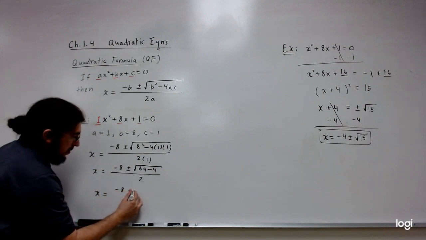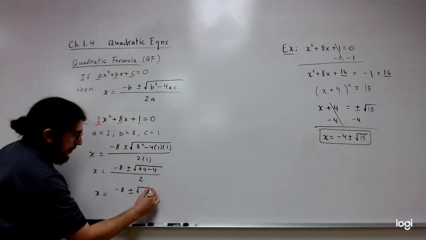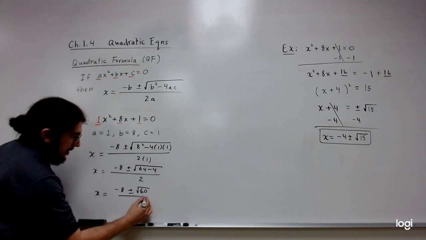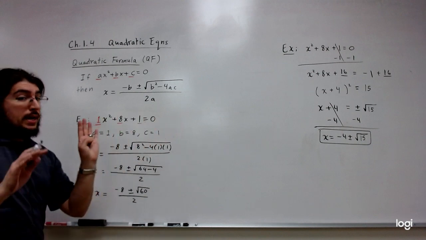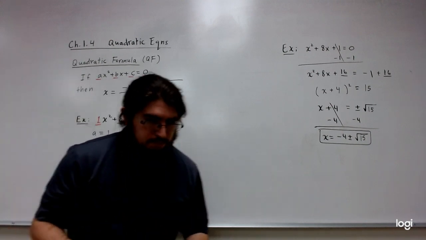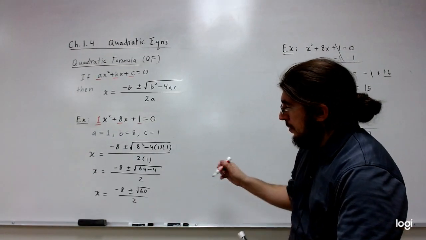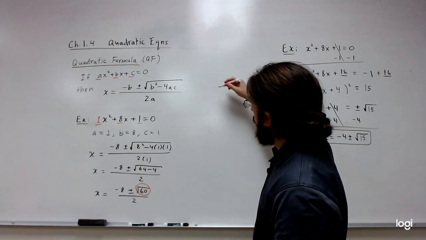So now what are we left with? We're left with negative 8 plus or minus the square root of 60. 64 minus 4 is 60, all divided by 2. And no, it doesn't look the same, but they are the same because we can actually simplify this radical.